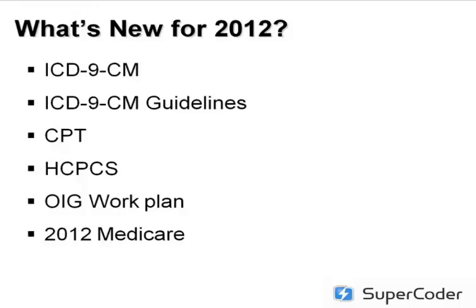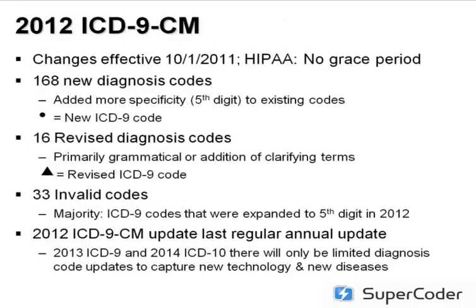We have 33 invalid codes for 2012. The vast majority of those were deleted because they were fourth-digit codes that were taken to the fifth digit in 2012. Just remember that our 2012 update is our true last regular annual update for a full-fledged update. And again, the amount of changes that we had this year is not as many as we've had in the past.